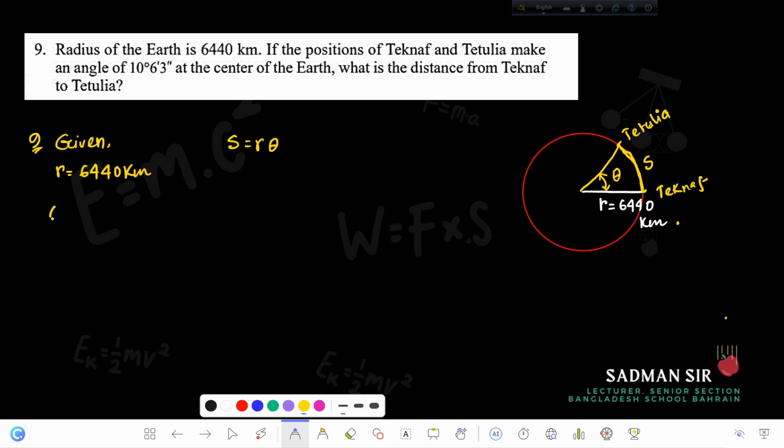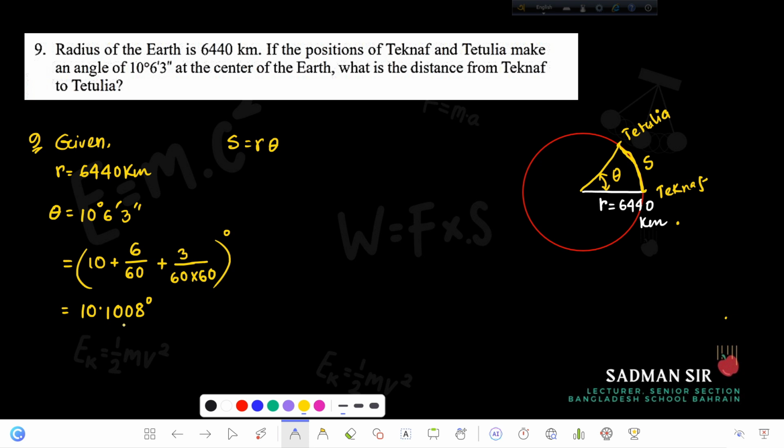Okay, anyway, so theta here is given, you can see 10 degrees 6 minutes 3 seconds. So 10 is already in degree. 6, we need to convert it into degree, so we divide it by 60. Then 3 is in second, so to convert to degree we need to divide it by 60 twice. Now the whole angle is in degree, and if you do the calculation using a calculator, you will get 10.1008 degree. But we know that we are not done yet.